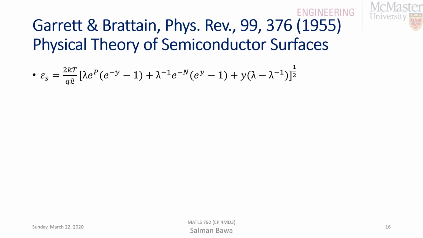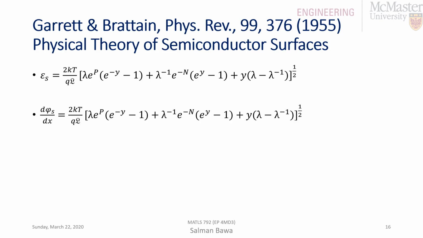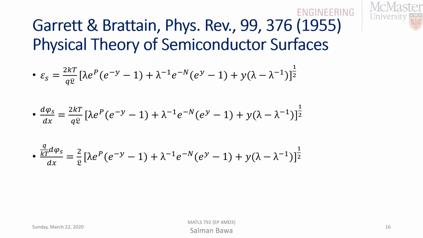Now we know that the surface electric field is the ratio of the change of surface potential with respect to the distance or depth into the semiconductor from the surface. Hence, d phi sub s by dx. We then take KT over Q from the right-hand side to the left-hand side of the equation, giving Q over KT times d phi sub s in the numerator of the left-hand side of the equation.